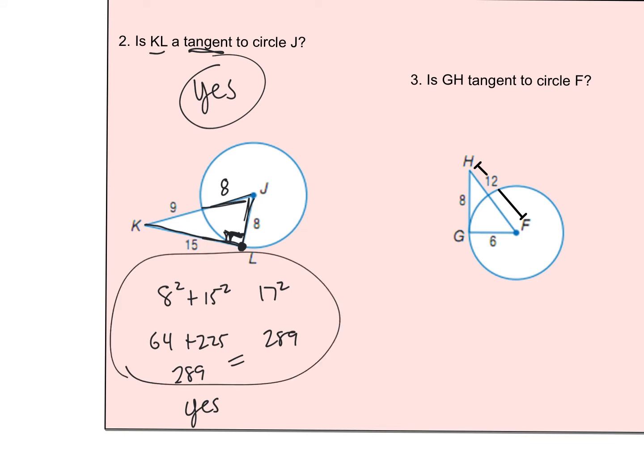Mathematically it's backed up. So here is GH, is this one tangent to circle F? So again, I'm seeing if this is going to work. 6 squared plus 8 squared compared to 12 squared. So 36 plus 64. 12 squared is 144. That's going to be a 100. That doesn't work. So I'm going to say no. The math just does not back that up.